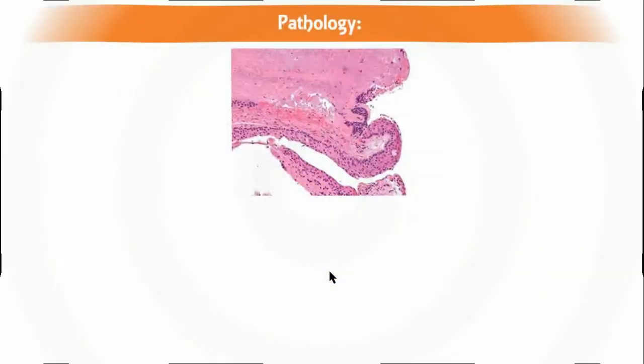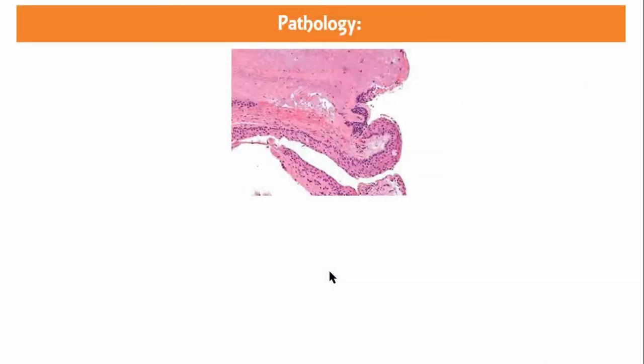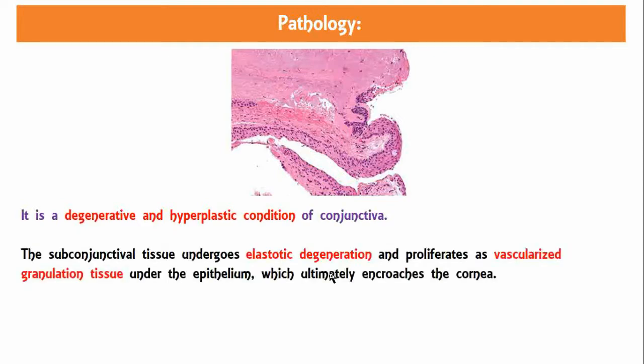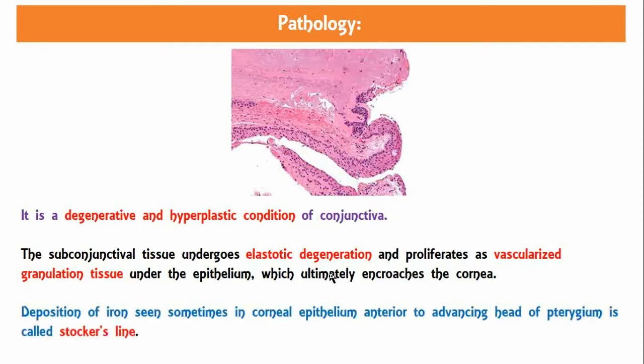Pathology of pterygium. Pathologically, pterygium is a degenerative and hyperplastic condition of conjunctiva. The subconjunctival tissue undergoes elastotic degeneration and proliferates as vascularized granulation tissue under the epithelium, which ultimately encroaches the cornea. Deposition of iron seen sometimes in corneal epithelium anterior to advancing head of pterygium is called Stocker's line.